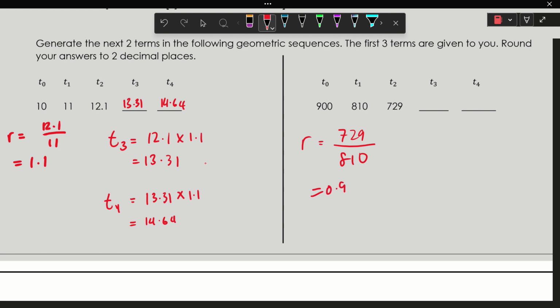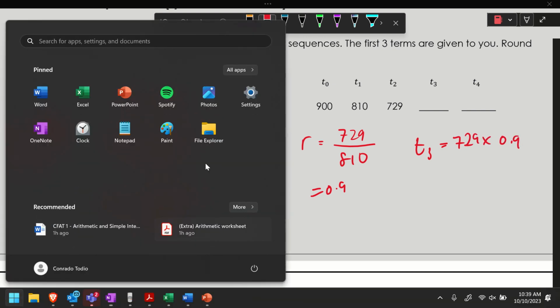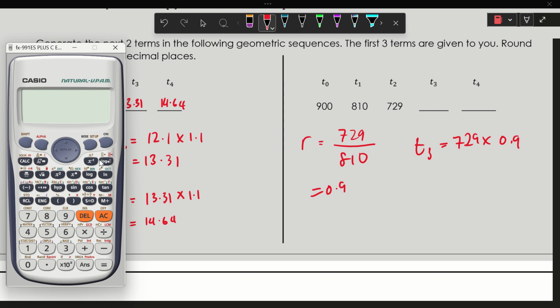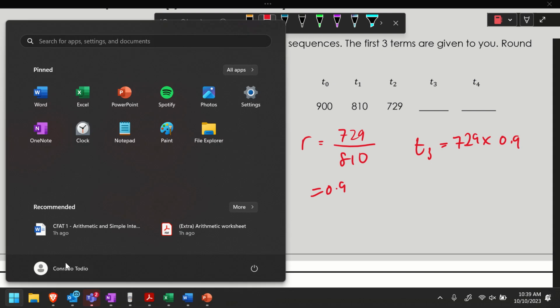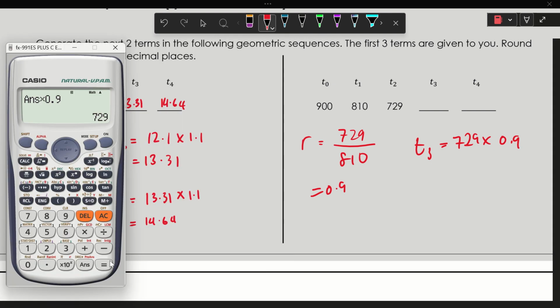Okay, 0.9, cool. So to get T3, it's going to be 729 times 0.9. And I'm going to do Abby's shortcut. Abby, tell me what your shortcut was. You wrote the first starting number, pressed enter, and then you multiplied by 0.9. And this should tell you, so that's 810 for T3. Oh, sorry, that's T1, my bad. T1, T2, T3, which is 656.1.